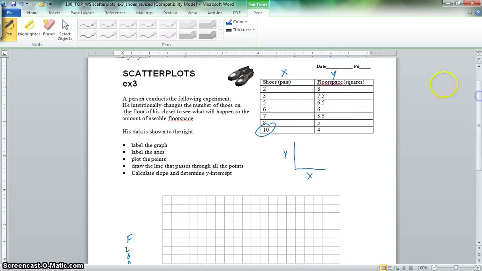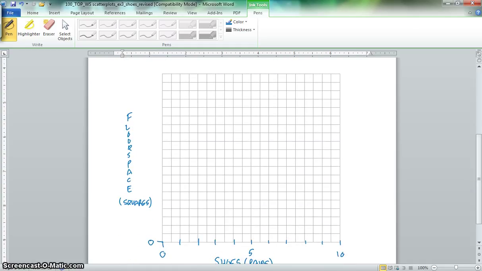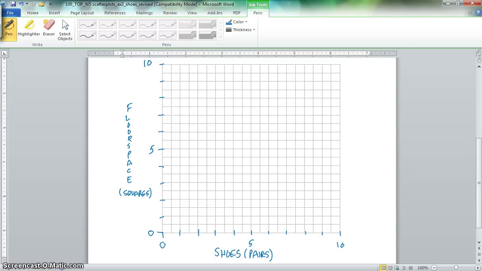And for floor space, I see the maximum is actually 8. It starts out early and then it decreases, but 8 is the largest number there. So I could go by ones, but I'm going to go by 2 boxes equal 1, and I think I'll be able to fit those in. That's 2, 3, 4, 5 squares of floor space, 6, 7, 8, 9, and 10. Plotting the points, 2 pairs of shoes is at 8, 3 pairs of shoes is 7.5, which is going to be right there. And now I'll finish this up.